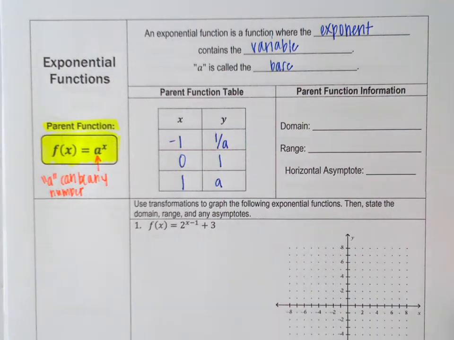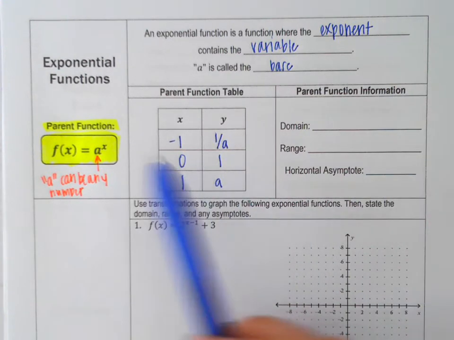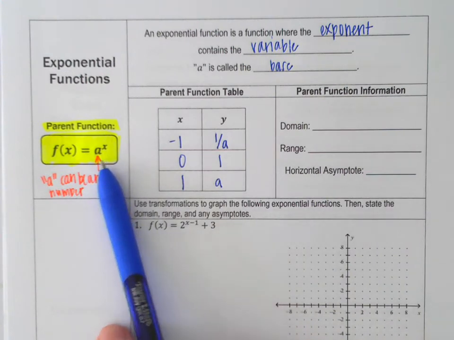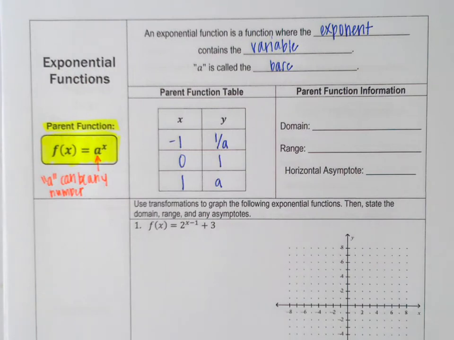Okay, so the domain. Remember, the domain is thinking about all of my x values. What x values can we plug into this expression and get something? Is there any x value that I can't plug in that would make this not work? Is there a positive, a negative, zero? If you need to pause and think about that, pause and think about that. But really, the answer is no.